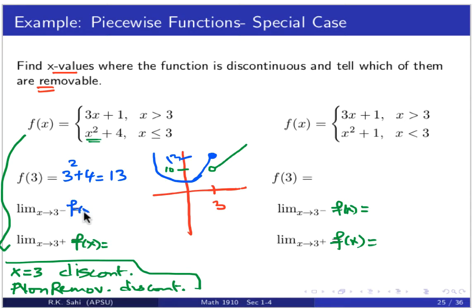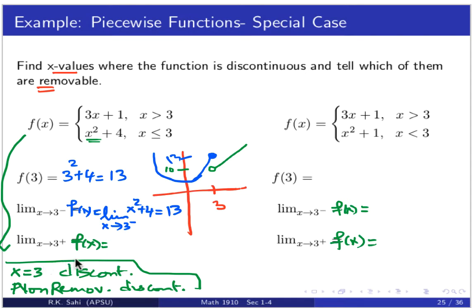I forgot, as I said, the left-hand limit is being represented by the blue pen, guys. So it's the limit as x approaches 3 minus. Now this function would be x squared plus 4, which is equal to, you substitute the 3 here because it's a nice little polynomial. So just do the direct substitution. You get 13.